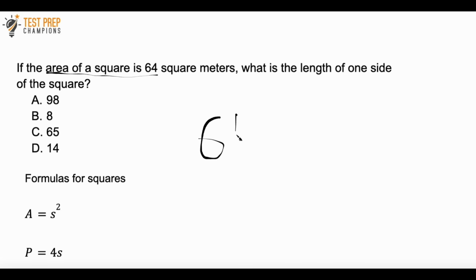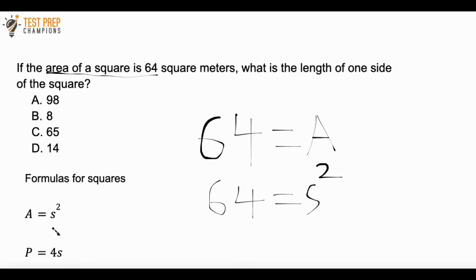So we know here that 64 equals A. And we also know that S squared equals A. So we know that 64 equals S squared. So again, we know here that the area is 64, and we know that the area equals S squared.